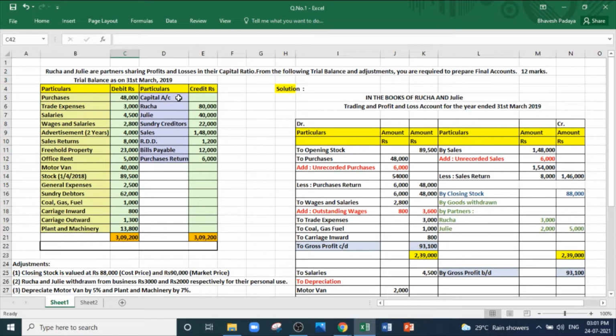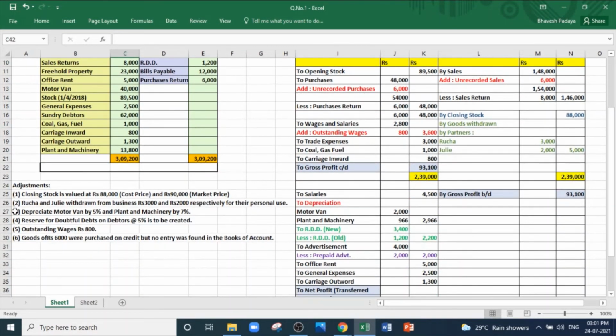Credit side is capital accounts of Rucha and Julie. See here the capitals are 80,000 and 40,000. So you have to find the capital ratio. So the capital ratio is 80,000:40,000. You cancel all the common zeros. You get 8:4. And when you reduce it, you will get 2:1. So 2:1 is the profit sharing ratio. Creditors, sales, RDD. This is the old RDD. Bills payable and purchase return.